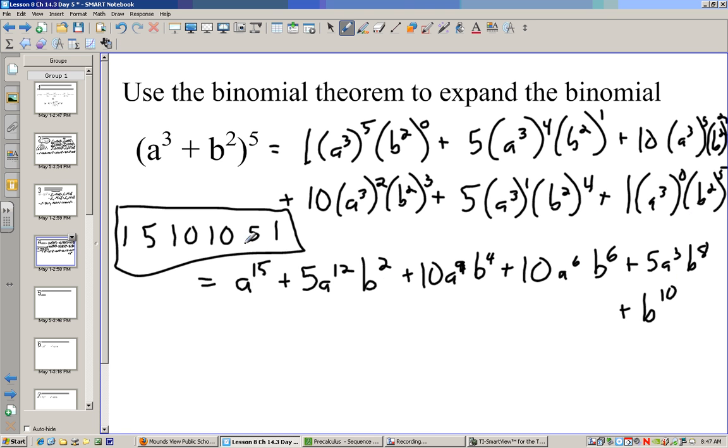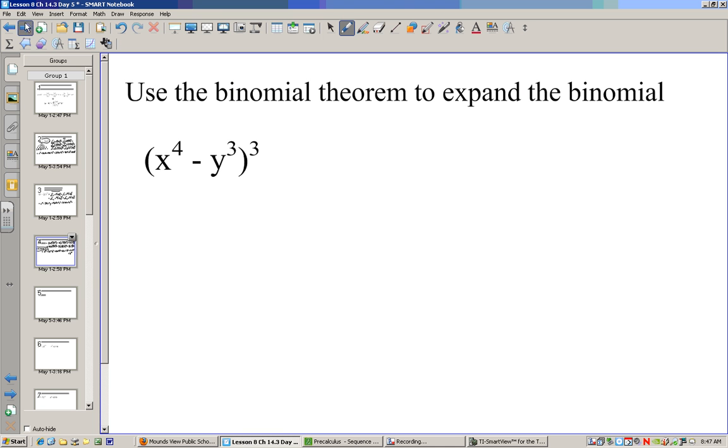Now let's look at these coefficients. These coefficients now don't add up to 5. See, this is 15, 14, 13, 12, 11, 10. So it looks like there's a pattern. It's going down by 1, so there's a pattern, but it's not what we had before. All right, try this one on your own.